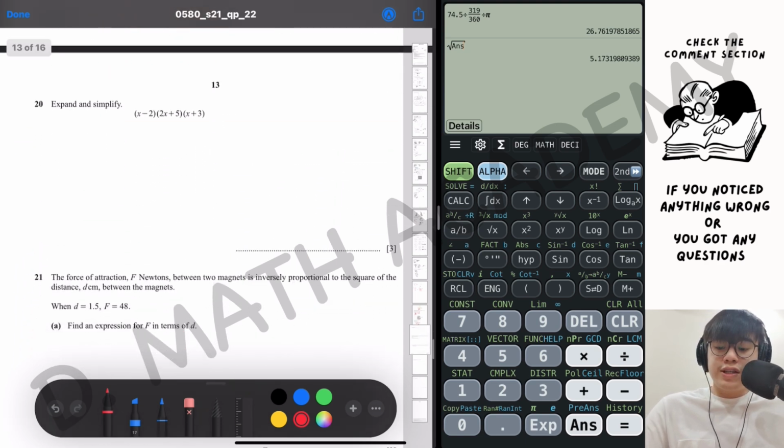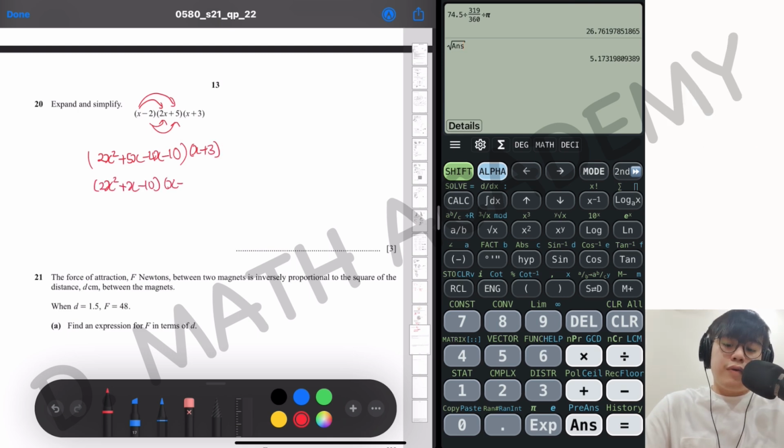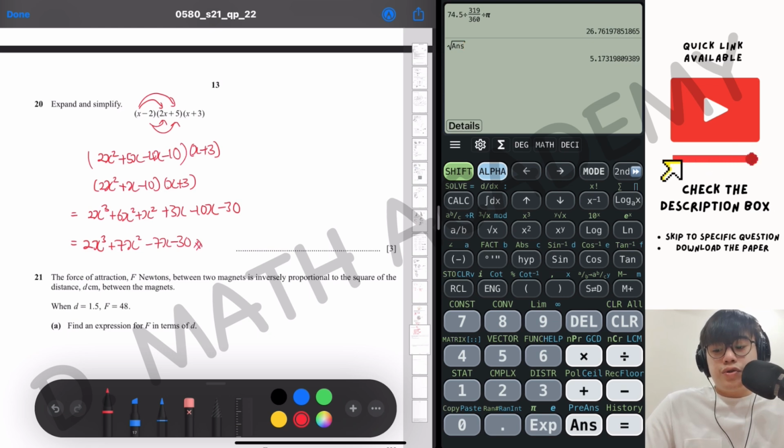Moving on to question 20, expand and simplify this. So you multiply it accordingly, you should get your results as this first. Further rearrange it, then multiply it with x plus 3 again. Then rearrange them, you will get to your final answer here. So this is how you secure the 3 marks over here for question 20.